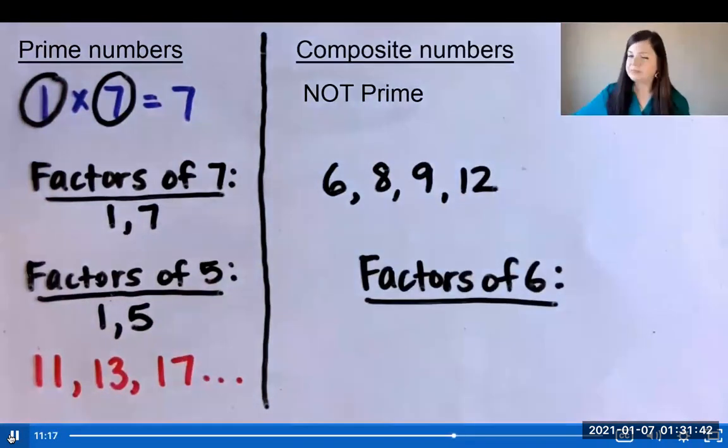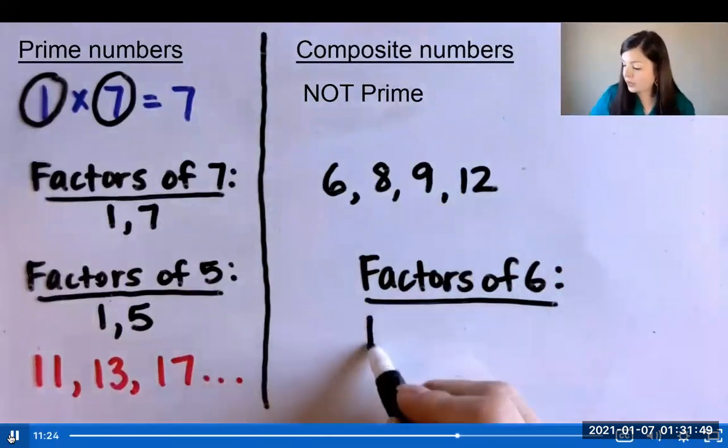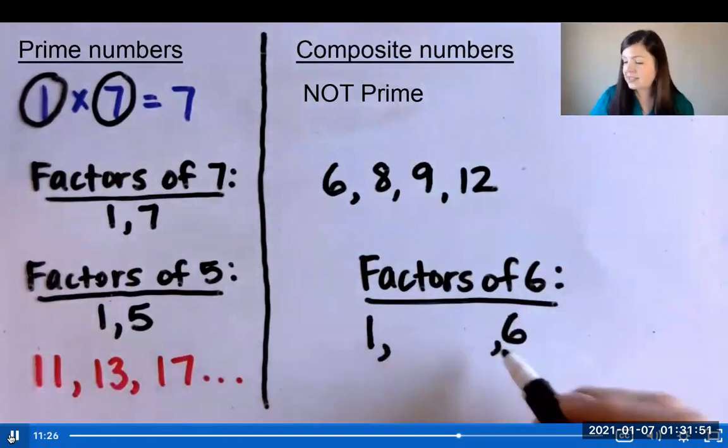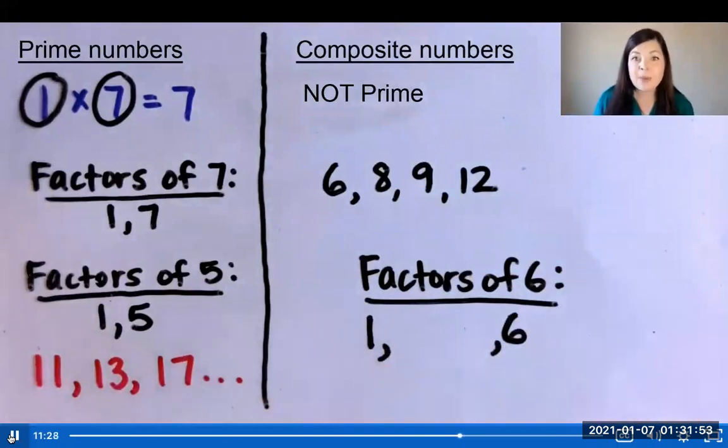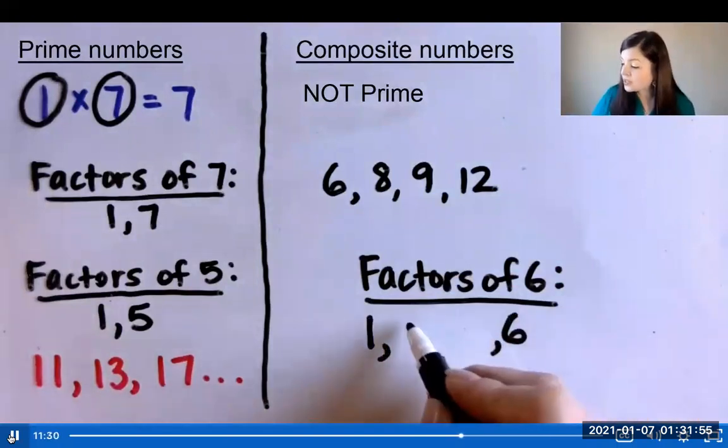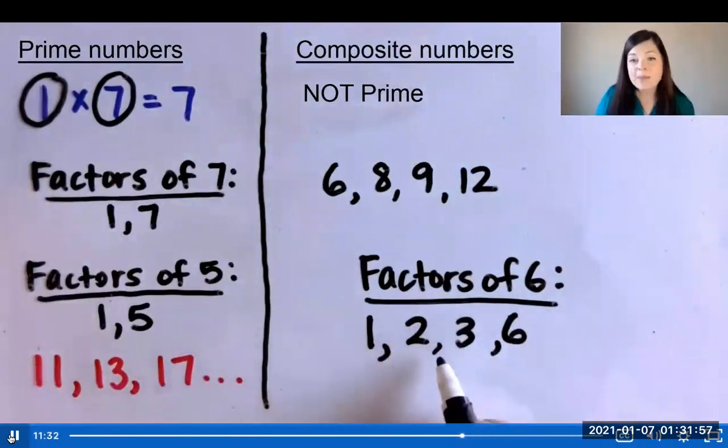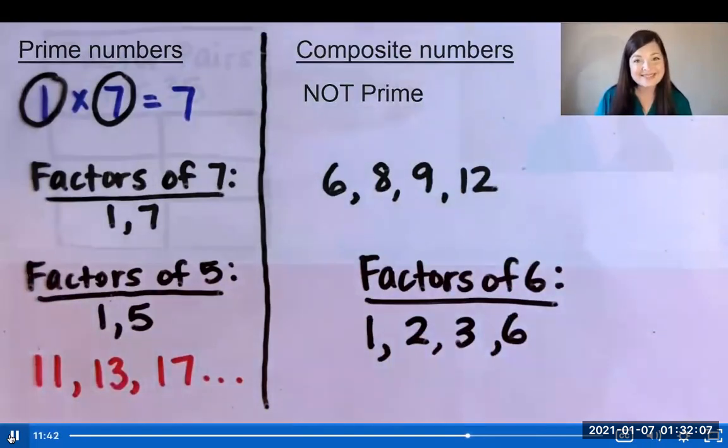Let's take 6 as an example. Does 6 have more than two factors? Well, we know that we can multiply 1 times 6 to get 6. But we can also multiply 2 times 3 to get 6. So that means 2 and 3 are also factors of 6. So what does that mean for the number 6? It's a composite number.